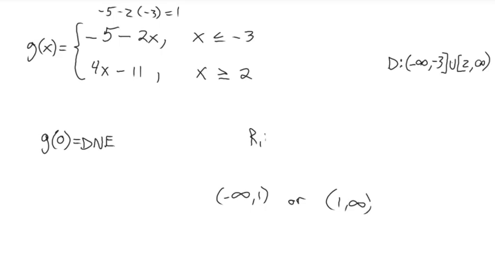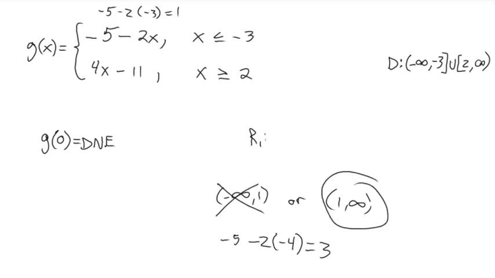And we can find out by plugging in a number smaller than negative 3. Like if we plug in negative 4. Well, if we do negative 5 minus 2 times negative 4, well, negative 2 times negative 4 is positive 8. Negative 5 plus 8 is equal to 3. And 3 is on this interval right here, not on this interval right here. And therefore, the range of this piece is 1 to infinity. Okay? Now let's identify the range of the second piece.